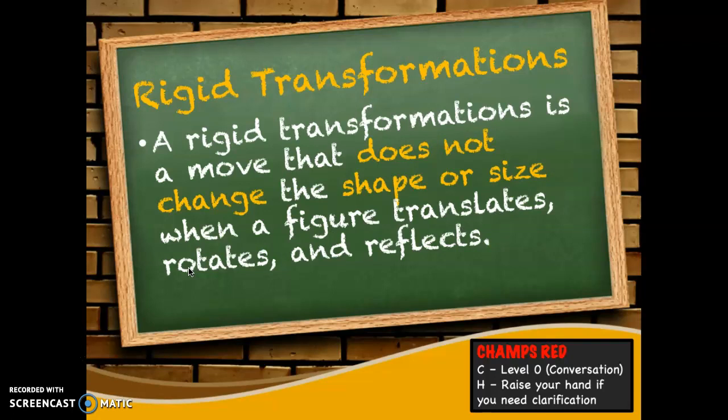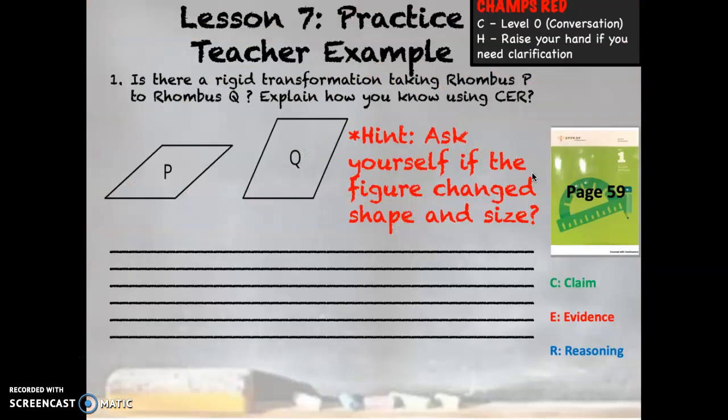My last piece and the last part of the lesson is the rigid transformation. One thing you want to remember is it does not change the shape or the size. So if the size or shape is different, it is not a rigid transformation. It is something else.